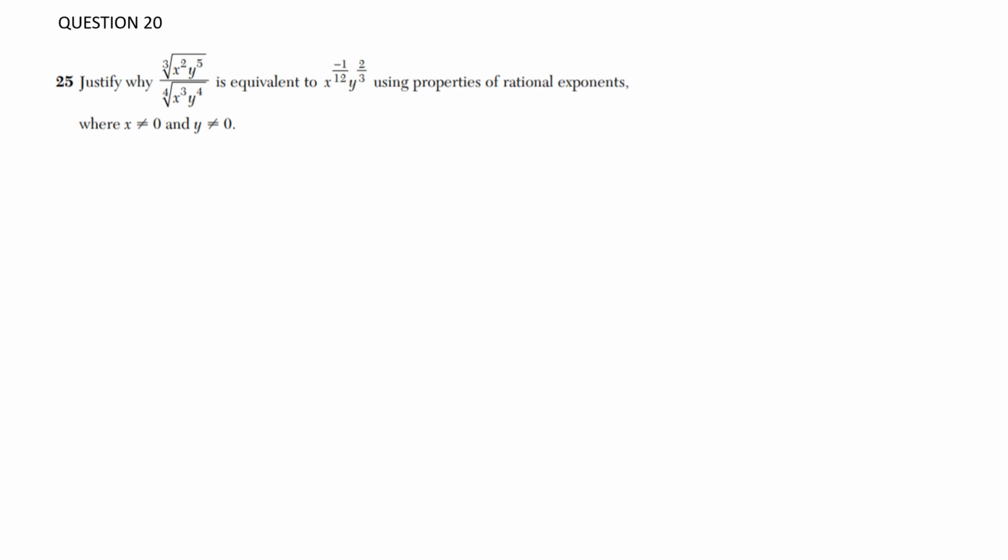All right, question 20. This is the last one of our algebra type questions in our Algebra 2 review. Justify why this fraction is equal to x to the negative 1/12 times y to the 2/3 using properties of rational exponents. They just add here that x and y won't be equal to 0, because if they were, we'd have zeros in the denominators here, and that would be an indeterminate form.